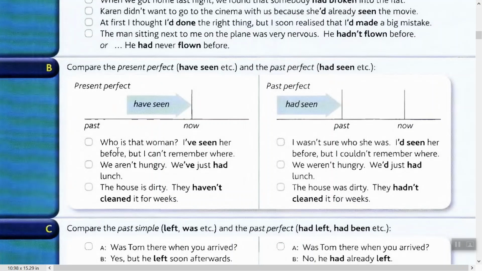Sorry. For example, who is that woman? Now, you look at her and say, who is that girl? Who is that woman? Now I've seen her before. I've seen her before, but I can't remember when. And then two actions: now you are talking about this woman, and you're talking about the past. I have seen her somewhere. I don't know where, for example. But I wasn't sure who she was. I'd seen her in the past. I'd seen her before, but I couldn't remember. You see, still in the past.